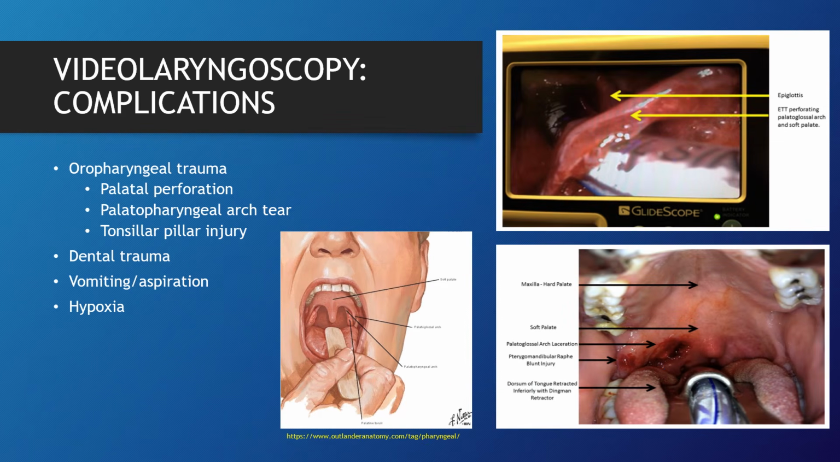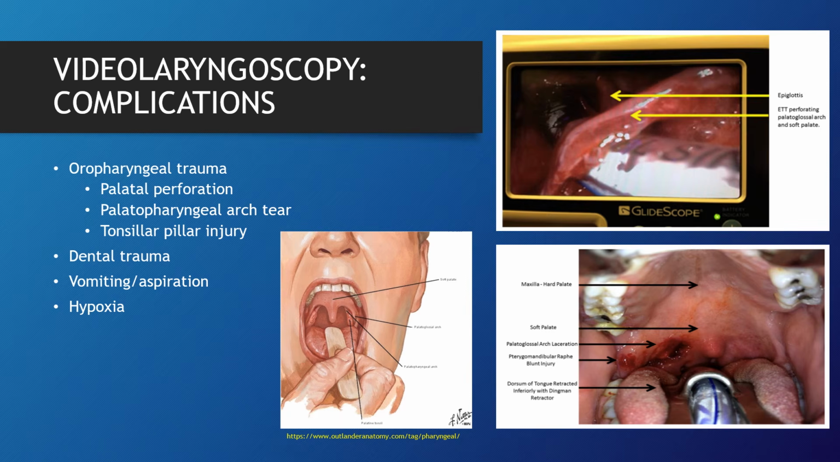Video laryngoscopy complications, thankfully, are relatively few, but not insignificant. The first of these, oropharyngeal trauma, can be quite significant. This can include palatal perforation, an arch tear injury, a tonsillar pillar injury.